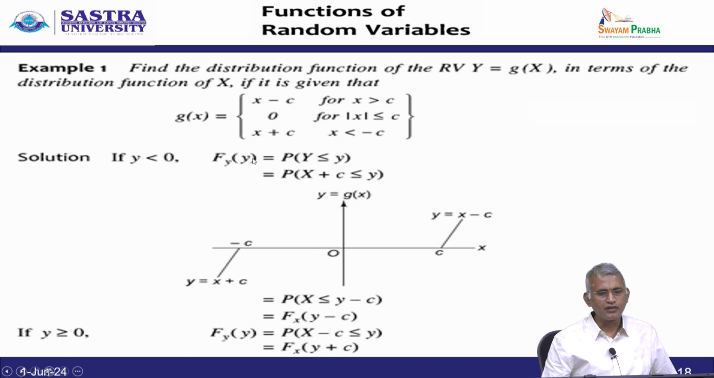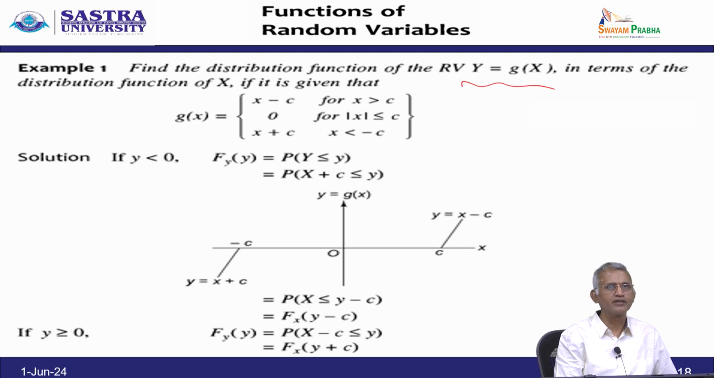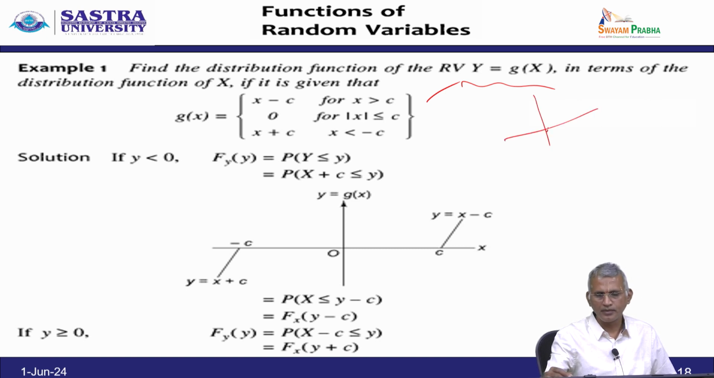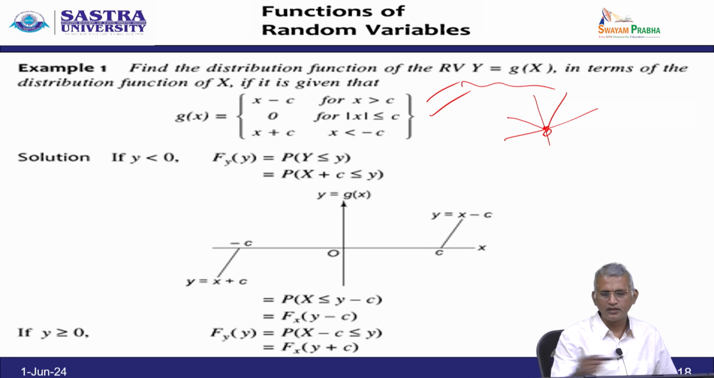Now let us go to functions of random variable, and let us start with a problem. Find the distribution function of a random variable y equal to g of x in terms of the distribution function of x, if it is given that g of x equal to x minus c for x greater than c, 0 for modulus of x less than or equal to c, and x plus c if x is less than minus c.